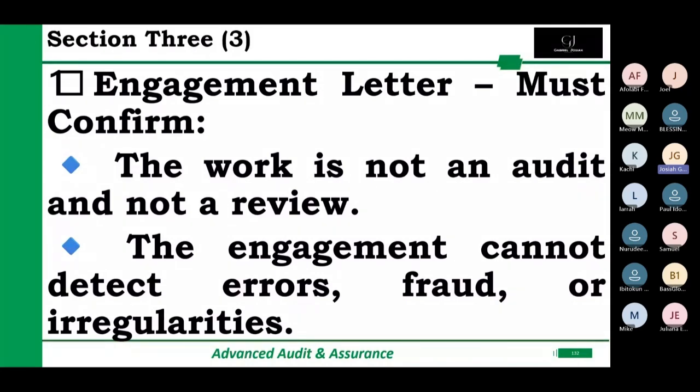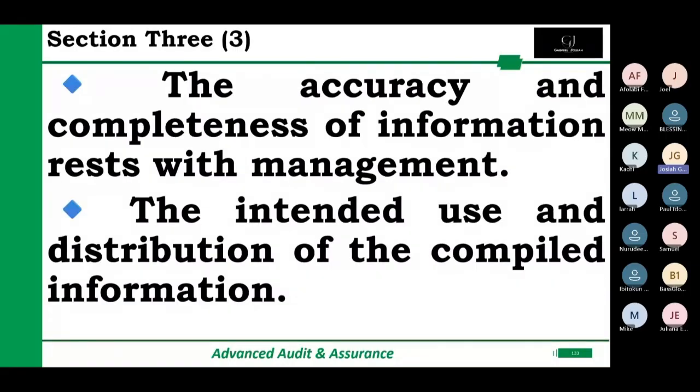The engagement letter must have the input, and the content must state that it's not an audit work, it's not a review work, and it's just a compilation work. So the engagement cannot detect errors, fraud, or irregularities. It must be stated clearly in the engagement letter. And also the accuracy and completeness of the information rests with management, not with the compiler or the assurance provider, the practitioner. Let me use the word practitioner. So the accuracy is like GIGO. What they give the accountant is what he uses to produce financial statements.